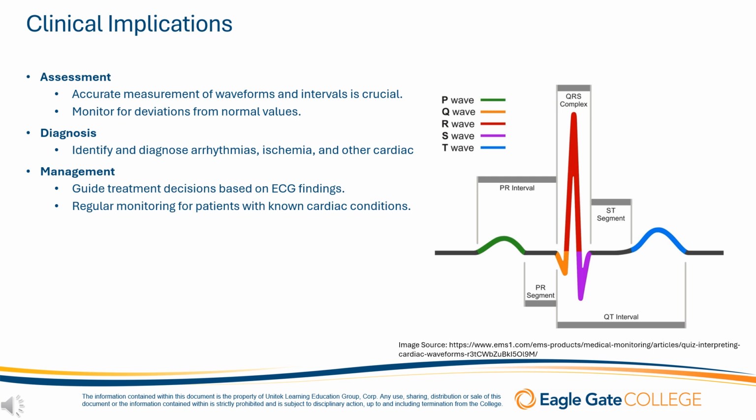We might need to administer medications like nitrates, beta blockers, or thrombolytics. We might have to consider something like percutaneous coronary intervention or PCI if we have ischemia or infarction. Regular monitoring of ECGs in patients with known cardiac conditions to track progress and detect any changes early is very necessary. We may need to adjust medications based on ECG findings.